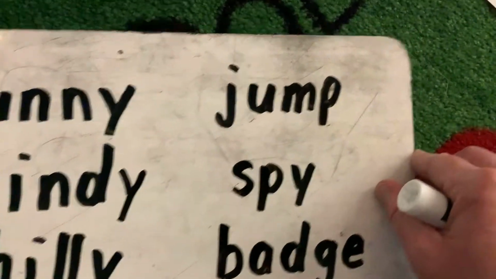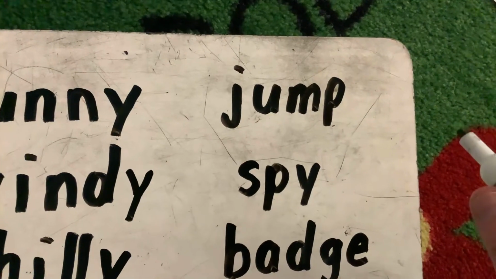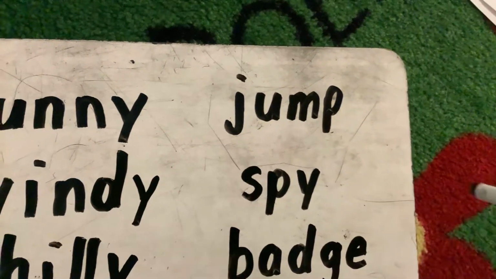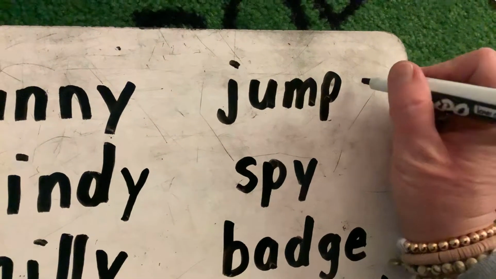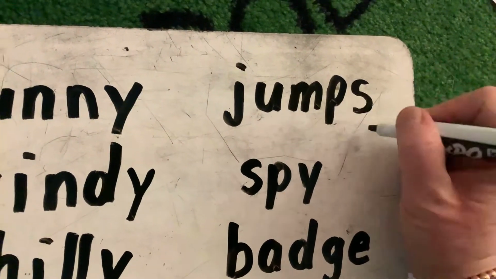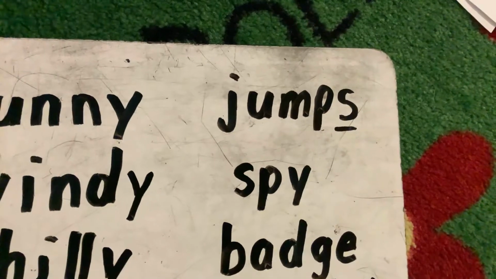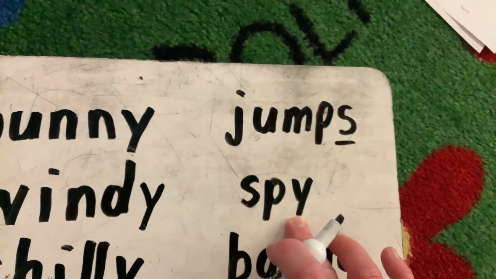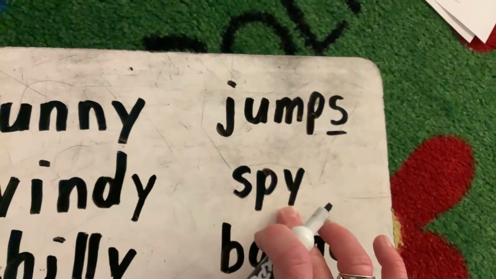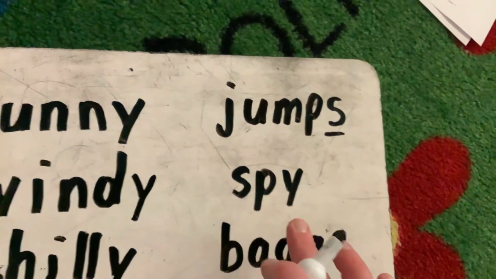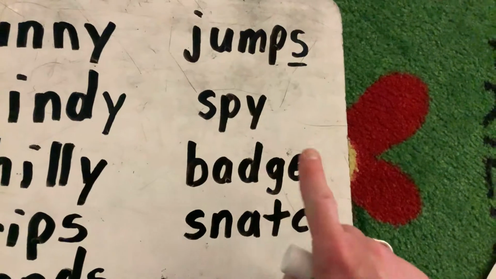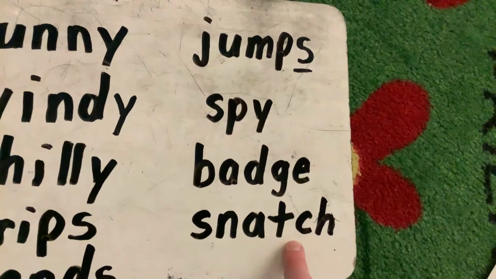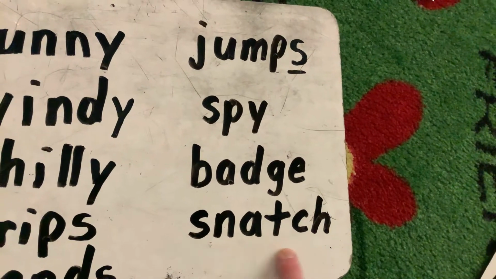Let's look right here. Our base word is jump. There's our ending blend, jump. But what if I said he jumps? It means he's doing it right now. There's our suffix with our S. All right, now I see one vowel sound in a one-syllable word. Y says I, spy. Don't forget about our DGE, badge, and our TCH, snatch.